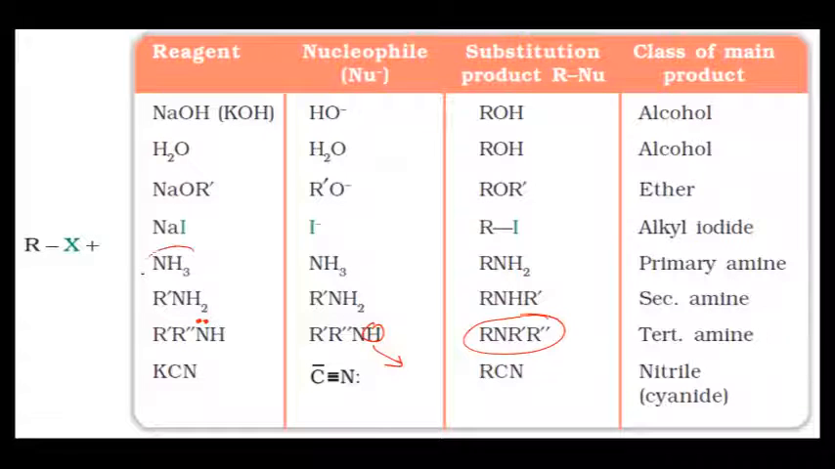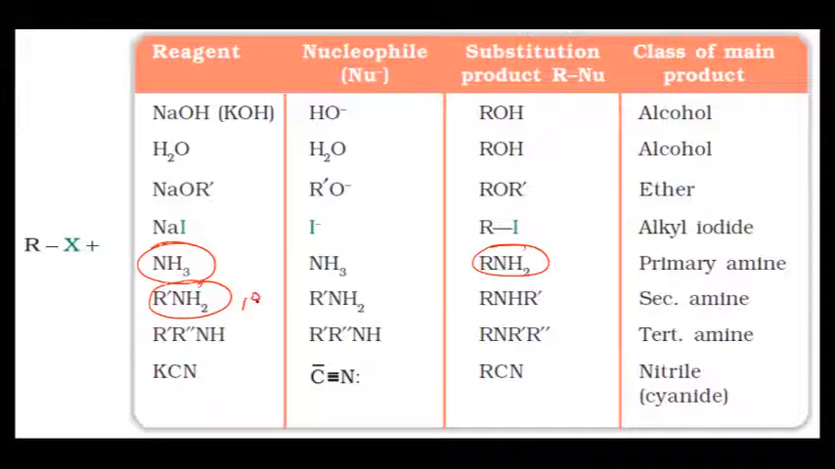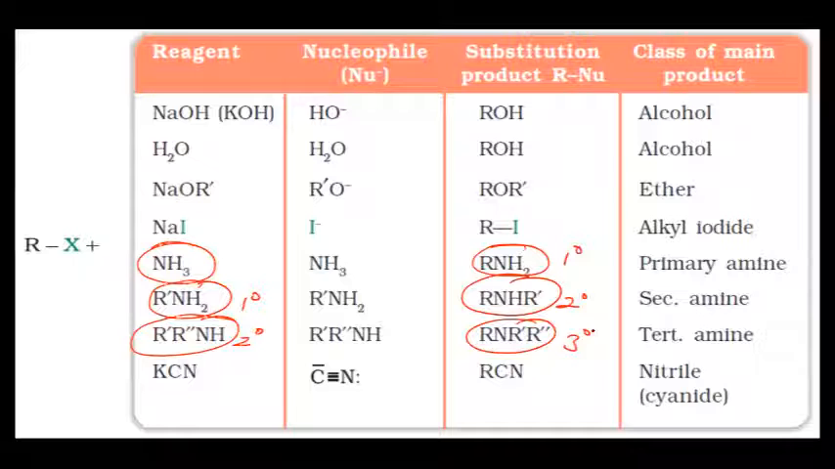So when the reaction is with ammonia, we get primary amines. When the reaction is with primary amines, we get secondary amines. When the reaction is with secondary amines, we get tertiary amines. And this is something you will be using quite a few times in reactions.